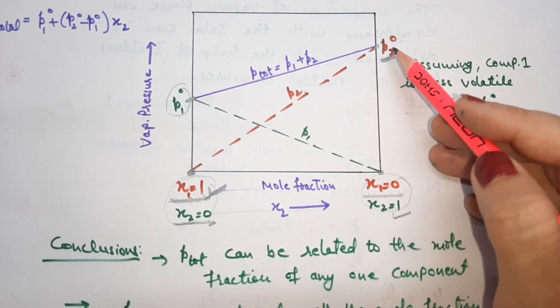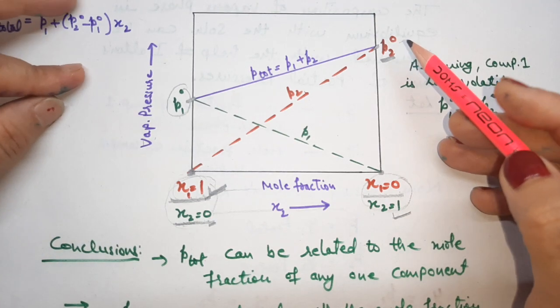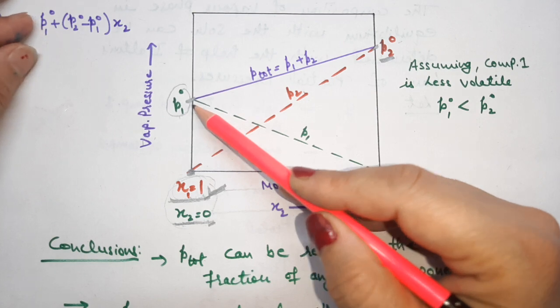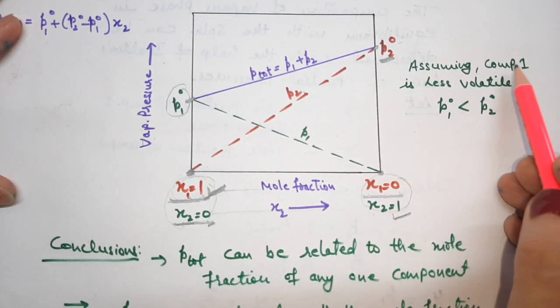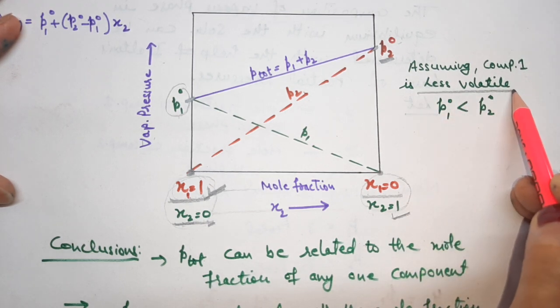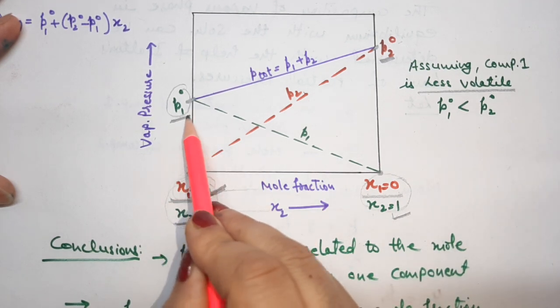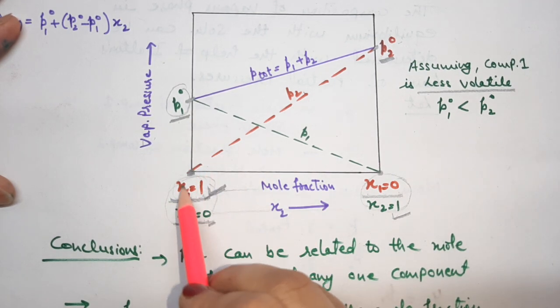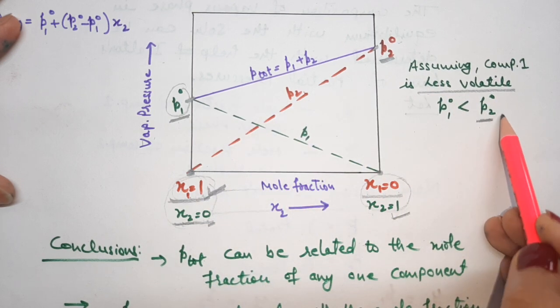It is not the case that you must always put the point of P1 naught here and P2 naught above this. That is only the condition when we consider that component 1 is less volatile. Component 1 being less volatile means the vapor pressure of component 1 will be less as compared to the vapor pressure of component 2.